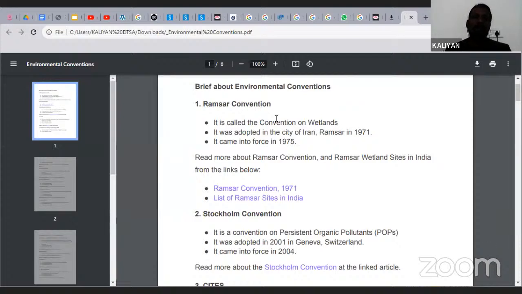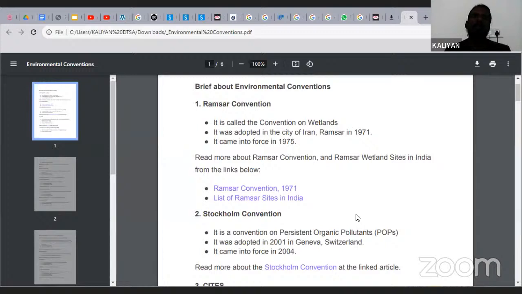This section is very important. Different types of environmental conventions and agreements happened during that century. So we look at them one by one. First is the Ramsar Convention, called the Convention on Wetlands. It was adopted in the city of Ramsar, Iran, in 1971. It came into force in 1974.